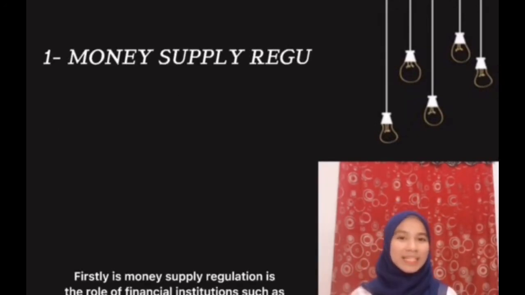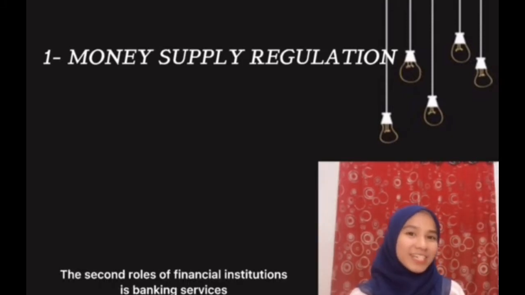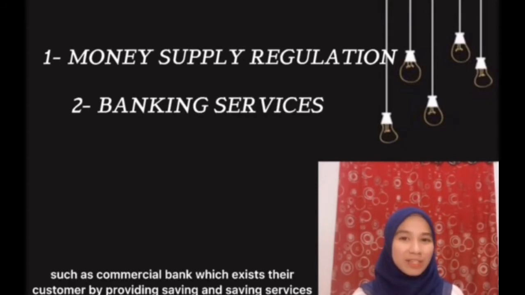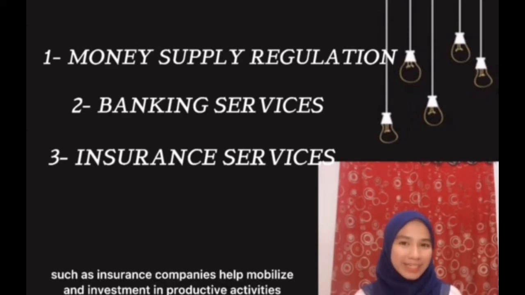I will continue with my part, which is about the roles of the financial system. Firstly, money supply regulation is the role of financial institutions such as the central bank to help regulate the money supply in the economy. The second role of financial institutions is banking services, such as commercial banks which assist their customers by providing saving and lending services. The third is insurance services, where financial institutions such as insurance companies help mobilize savings and investment in productive activities.